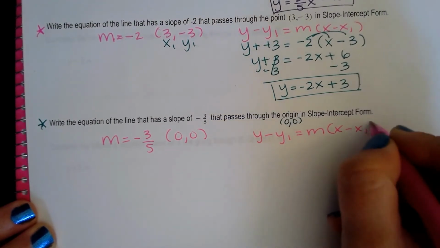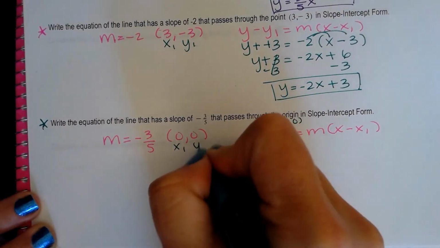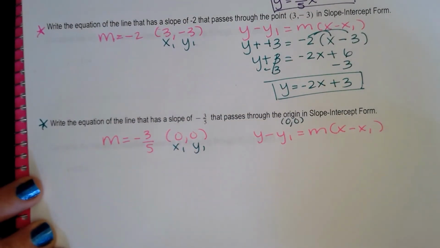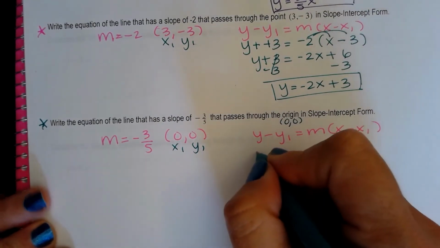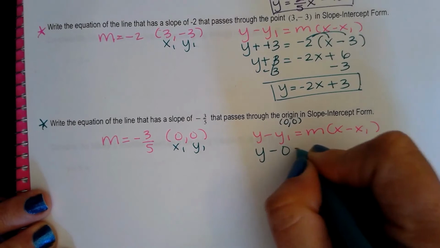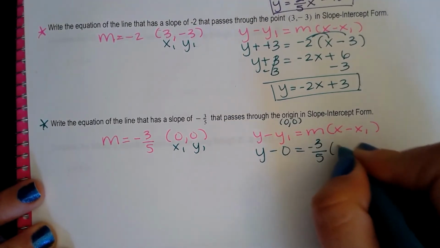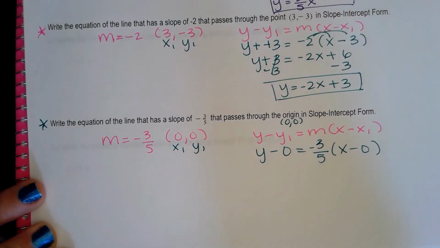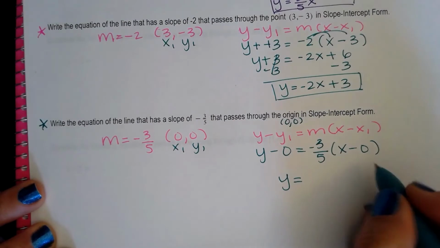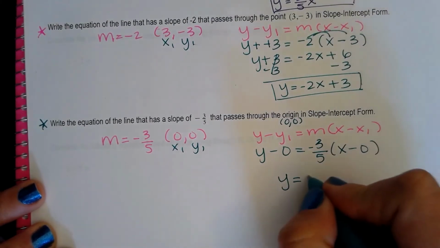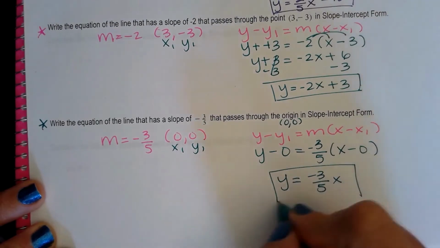There's my formula. Also, writing the formula is going to help you remember that formula if you just write it down a bunch of times. So hopefully you guys did this one. You're like, wow, that one was easy, because y minus 0 equals -3/5 times x minus 0. Well, y minus 0 is y. X minus 0 is x. So we just get y equals -3/5 x.